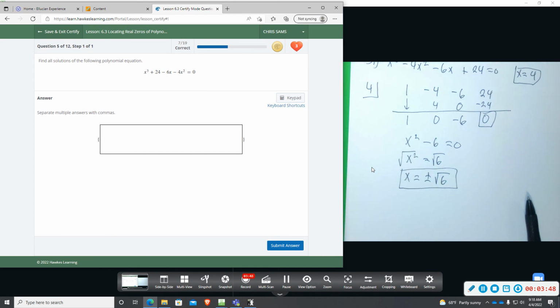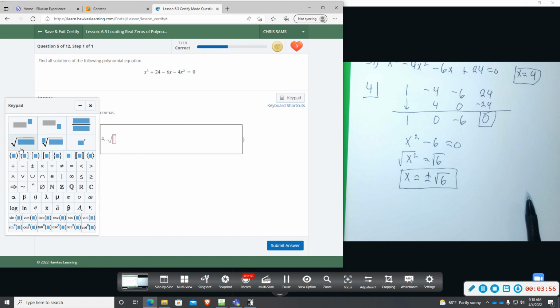So 4, and then we have square root of 6, and then we have the negative square root of 6.